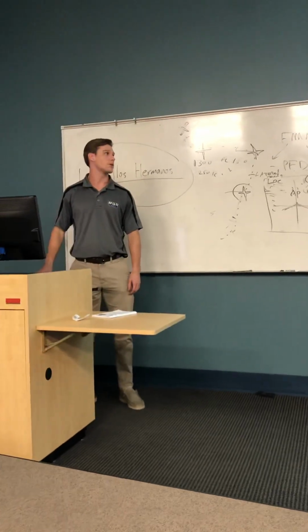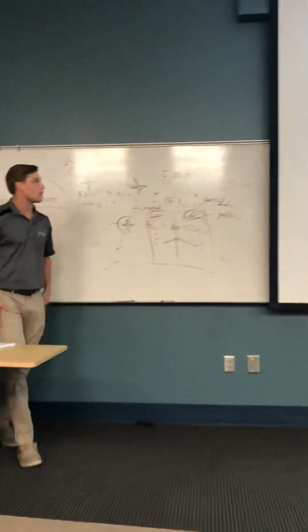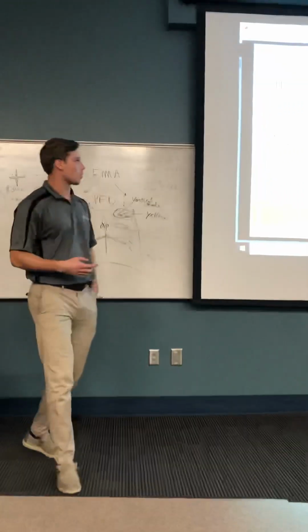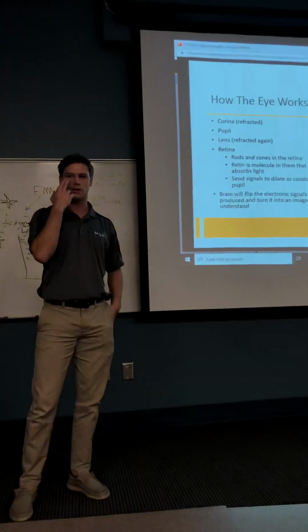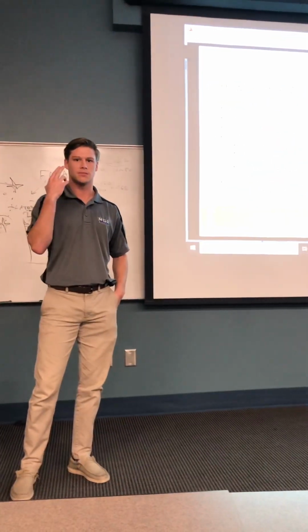So I had night operations. So how the eye works: first we have the cornea, which is the basic first layer of your eye, so if anything touches your eye, you're good.